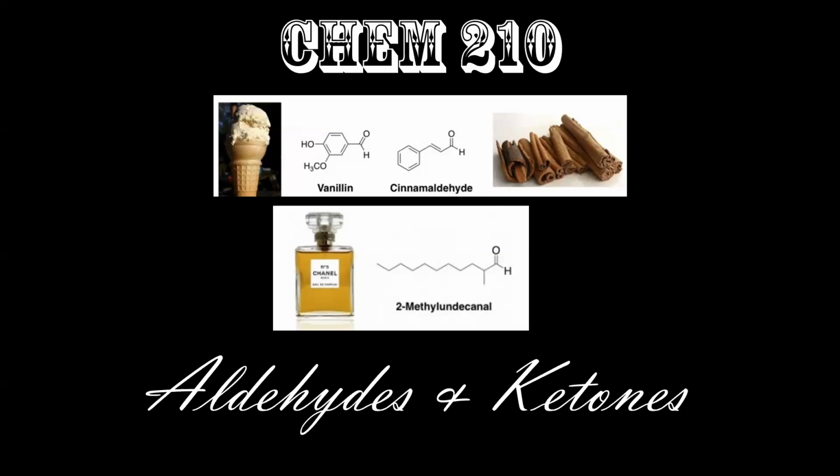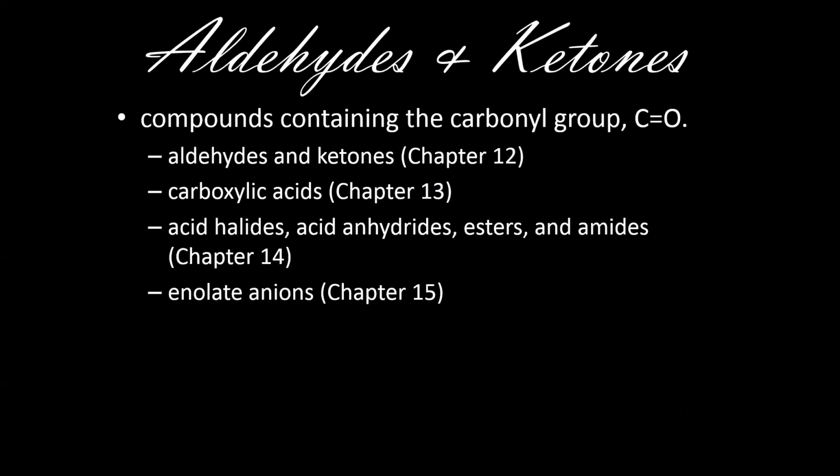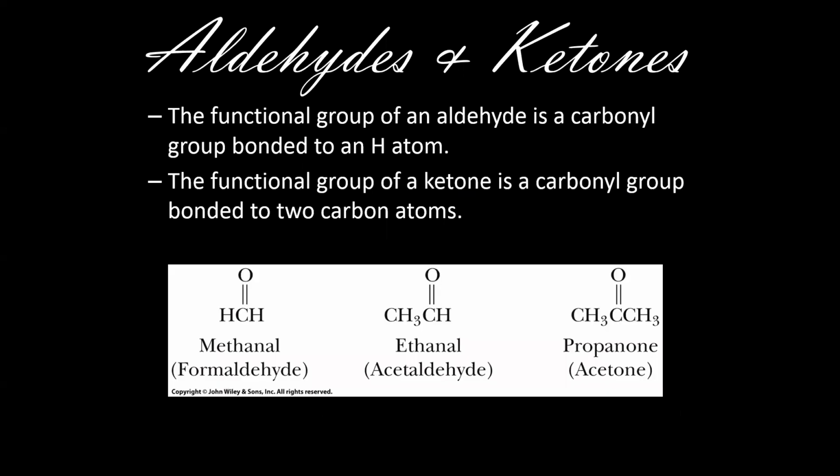and cinnamon and perfume. So just as an idea of where we're going, we'll talk about aldehydes and ketones in chapter 12. Then we're going to explore carboxylic acids, that's chapter 13. We're going to wrap up with acid halides, anhydrides, esters, amides, and then enolate anions, that's chapter 14 and chapter 15. So when we think about functional groups, an aldehyde is a carbonyl group that's bonded to a hydrogen atom.